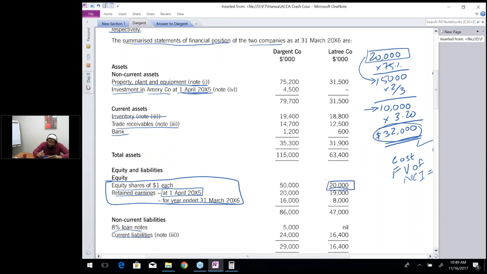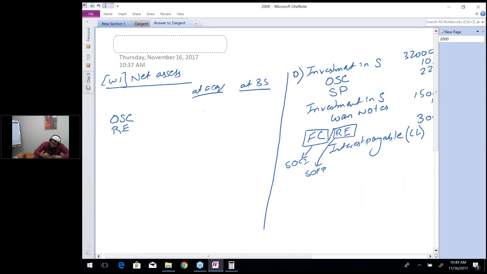The equity shares were 20,000 and the retained earnings at balance sheet date are going to be 27,000. Opening 19 for the year 8. So if I write over here, the retained earnings opening was 19,000 and the profit for the year is 8,000. So the retained earnings at the balance sheet date are going to be 27,000. So I'm going to write 20,000 share capital at acquisition and at balance sheet, and 27,000 of the retained earnings at the balance sheet date.